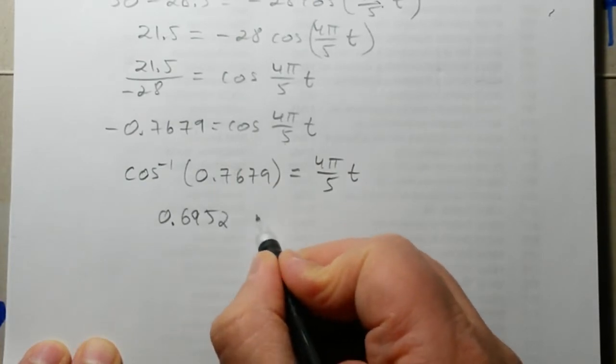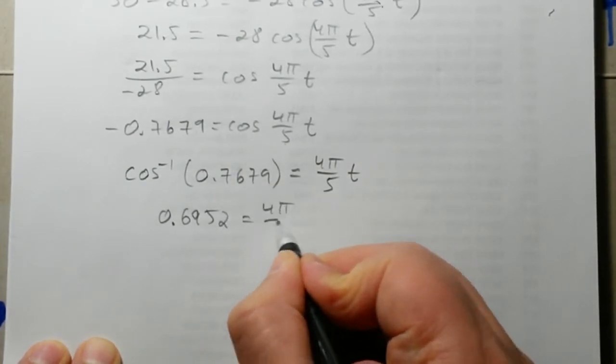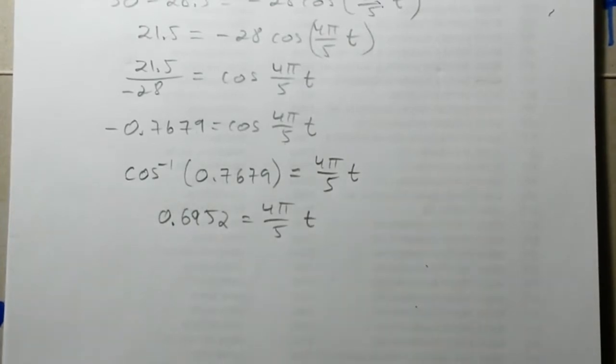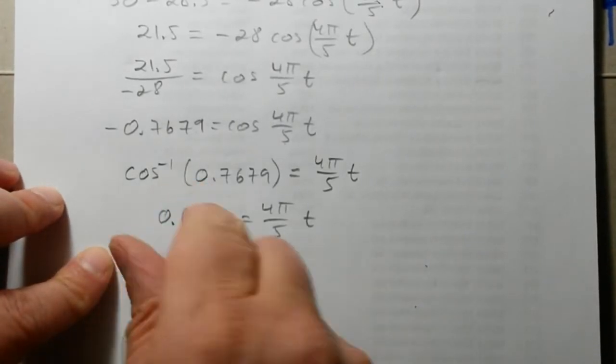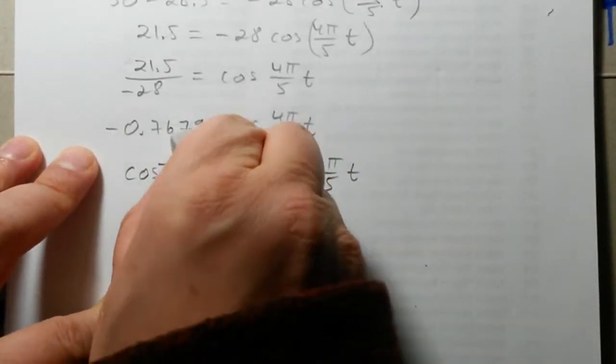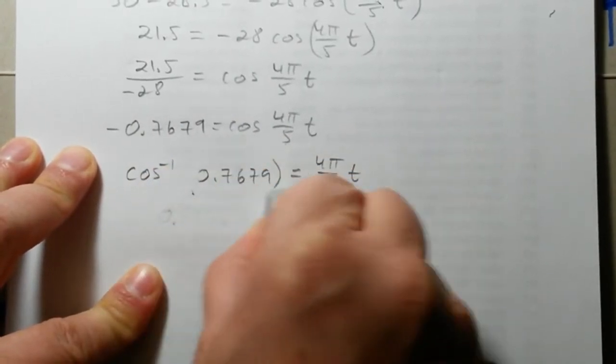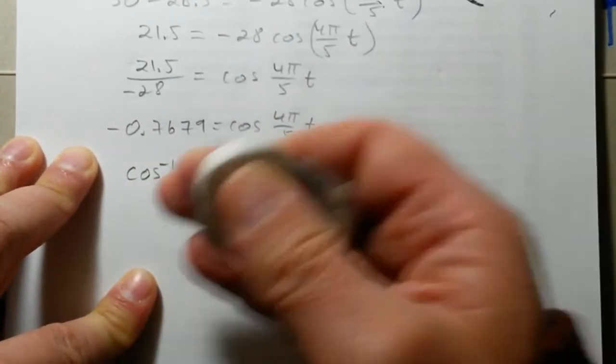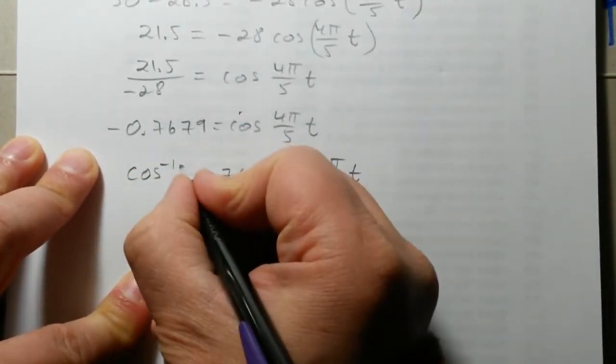2 equals 4 pi over 5t. Hold on one second. You guys notice what happened, right? I forgot to put the minus. That's important. So, guys, once again. Sorry about that.